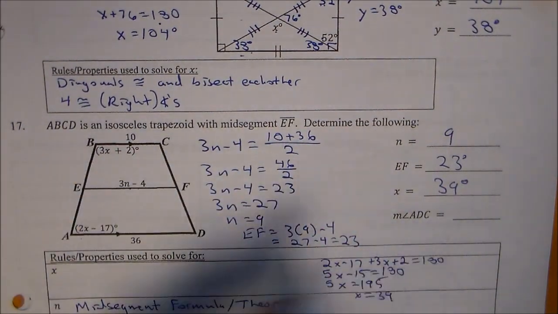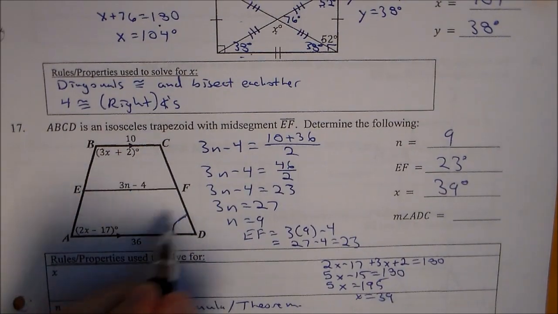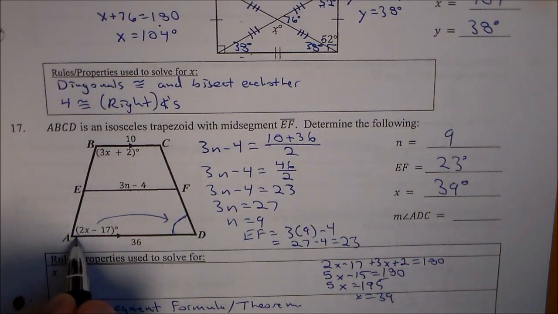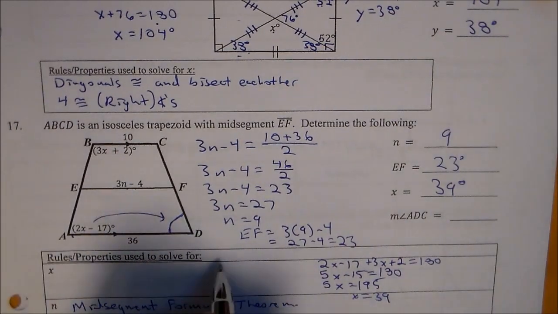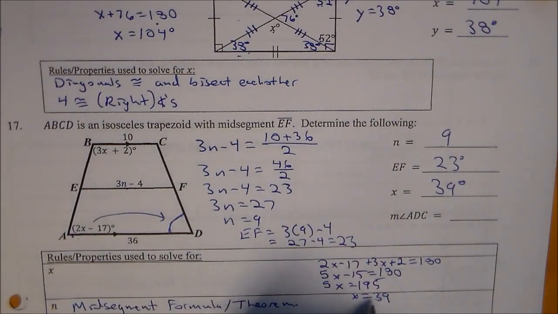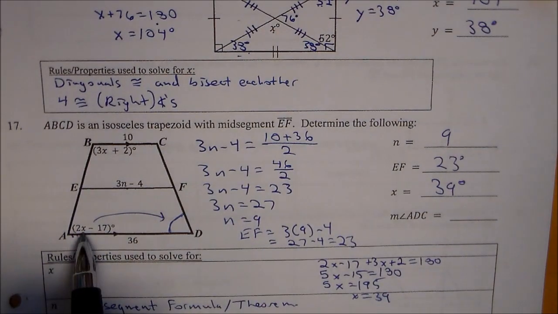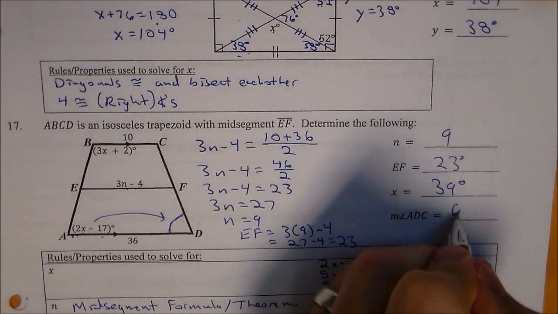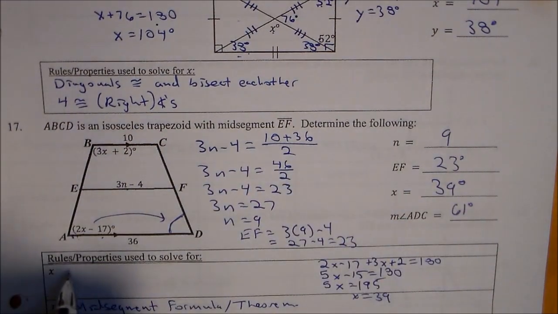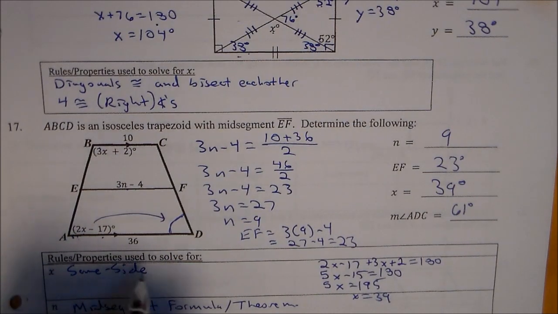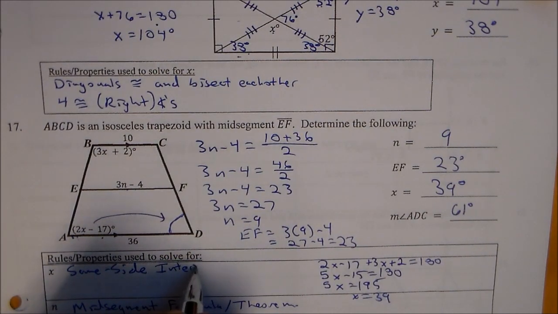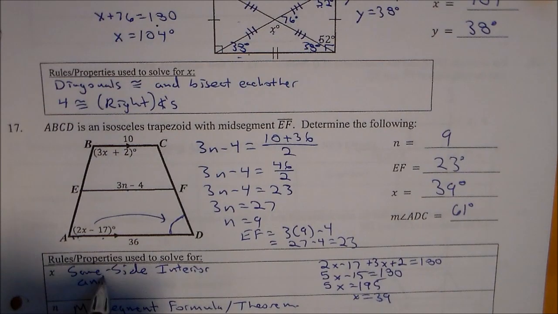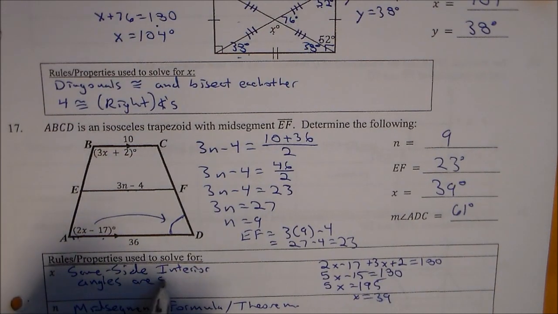Now, they want ADC, which is this angle right here, but it has to be the same as the other base angle at A. So ADC is going to be 2 times 39, which is 78, minus 17, which gives us 61 degrees. And for this, we used same side interior angles are supplementary.